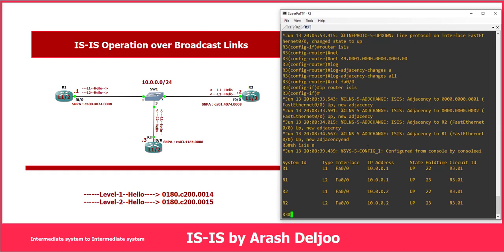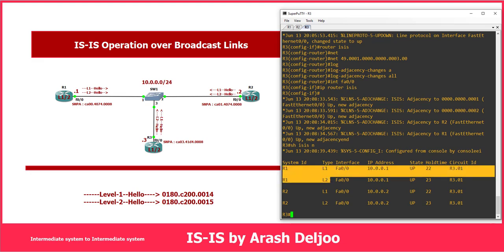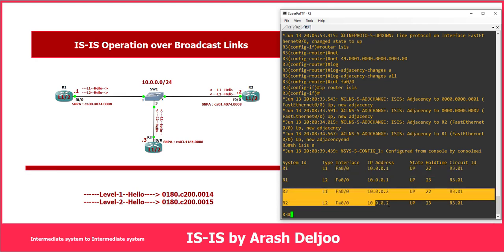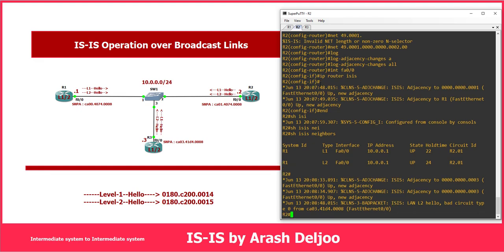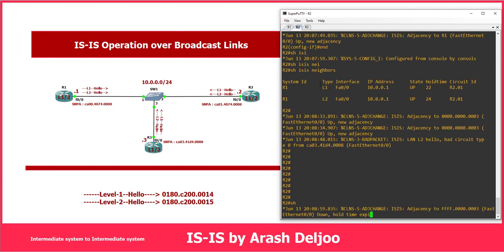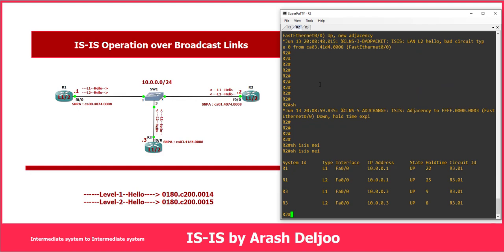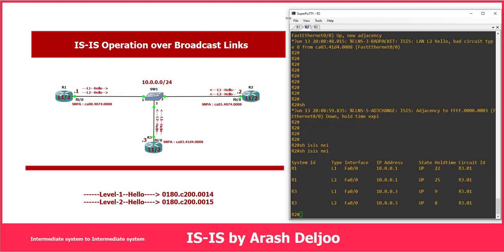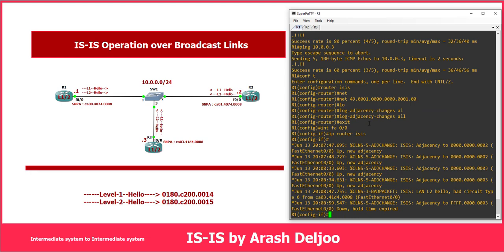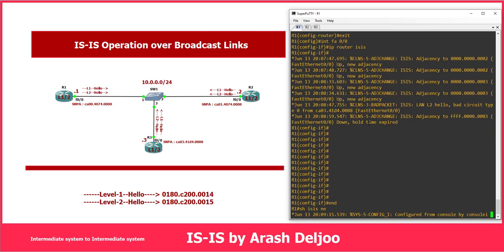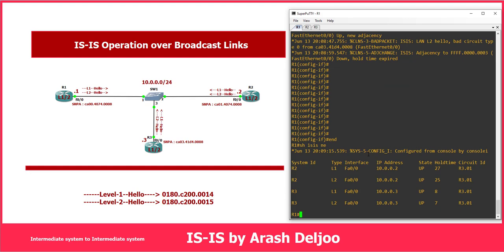As you can see, we have two neighborships with router 1. The first is level 1 and the second is level 2, and also two neighborships with router 2. It's okay. After that, in router 2, we can check it again, show ISIS neighbor. Again, here we also have two neighborships with both router 1 and router 3. And finally, in router 1, we can check it, show ISIS neighbors. Yes, again we have two neighborships with every router, router 2 and router 3.